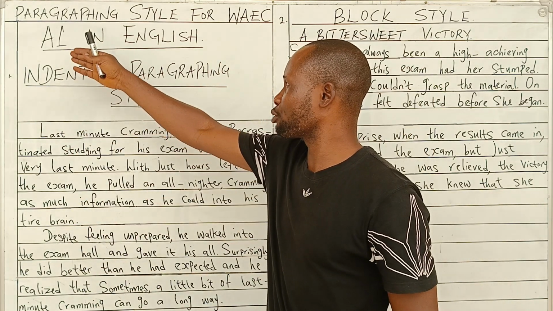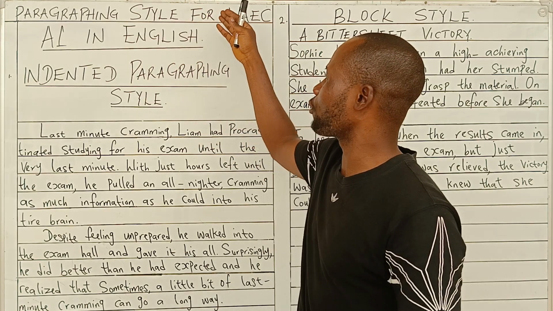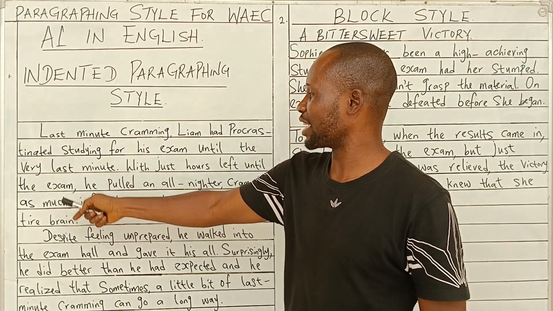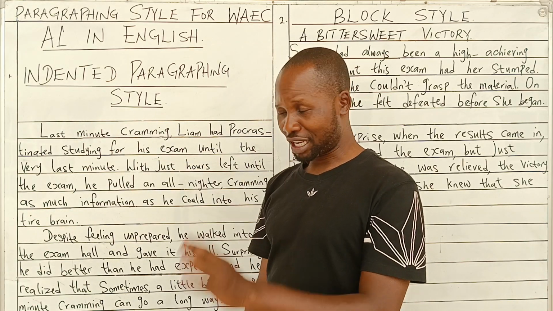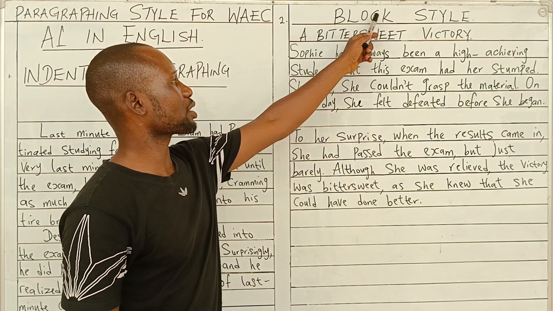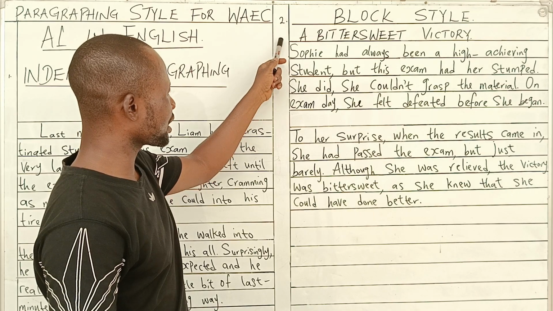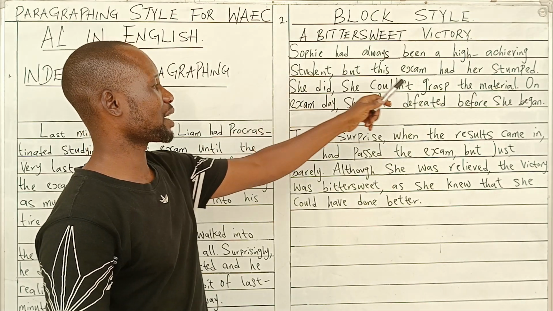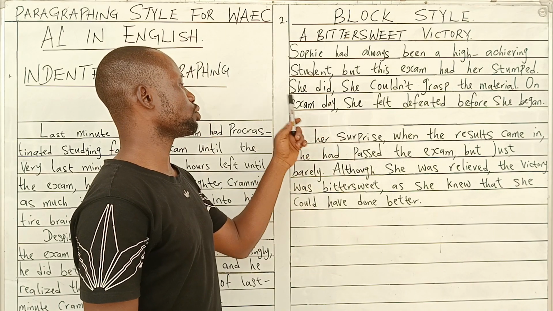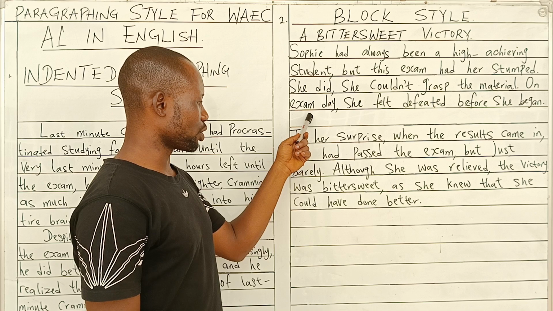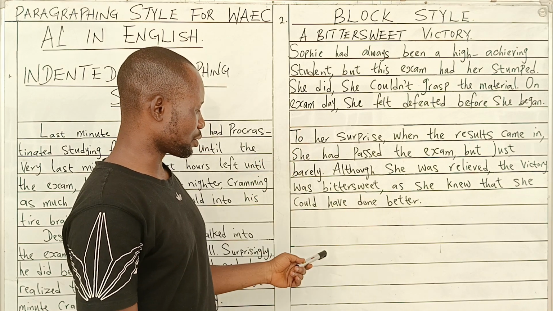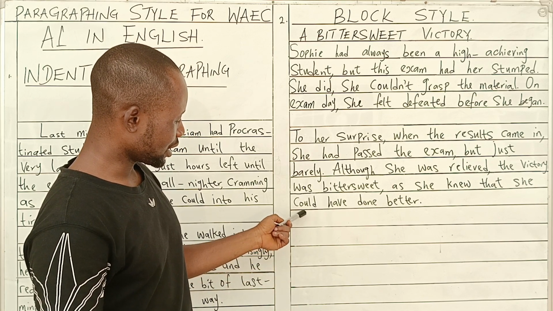We have learned how to use paragraphing style for WAEC A1 in English. We have studied the indented paragraphing style, which is what? Chop off the edge. That is how you chop off the edge of the paragraph till you are done. We have as well studied block style, which is what? Start immediately close to your margin line, and once the paragraph ends and you want to commence another paragraph, you omit one line. After you omit the one line, you commence another paragraph here, and once it ends and you want to start another one, you omit another line and commence.